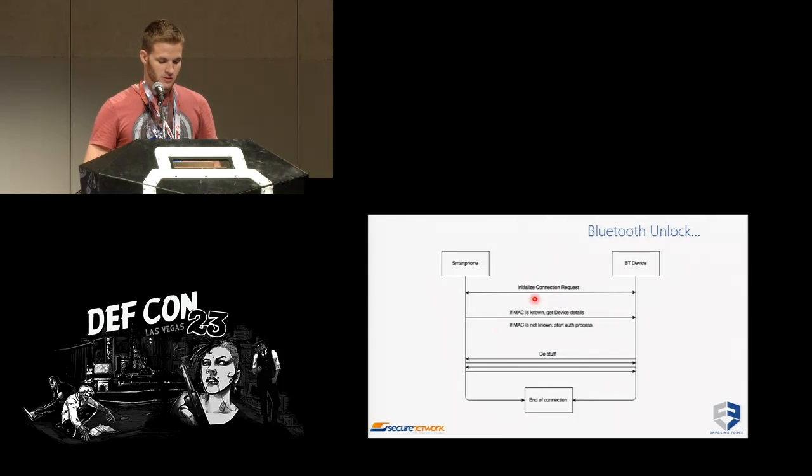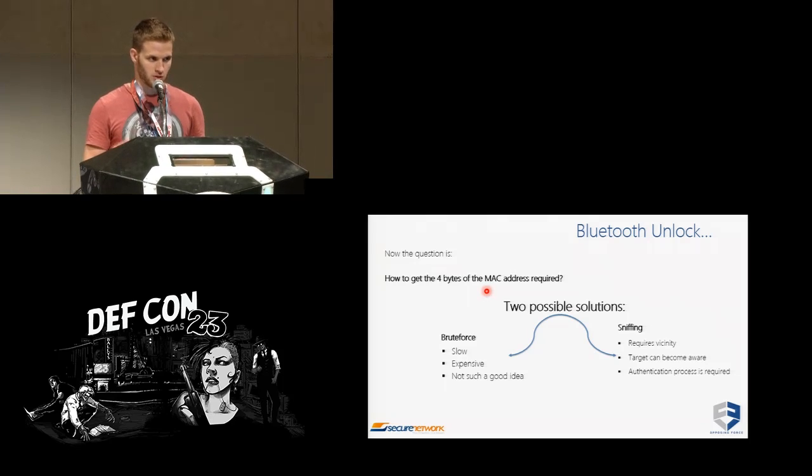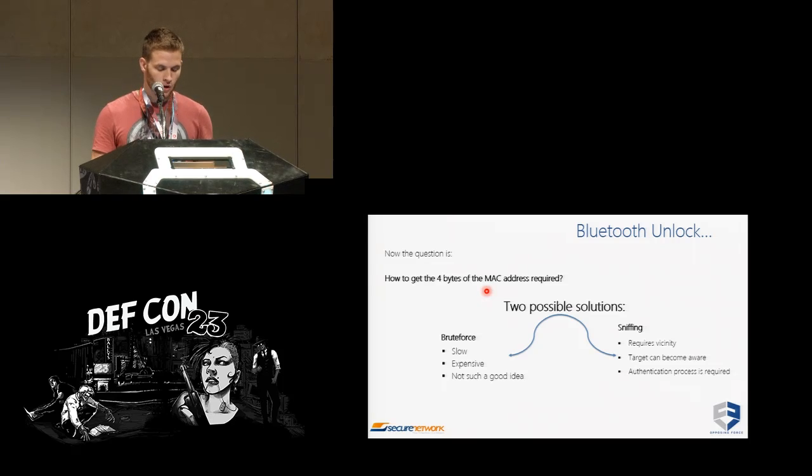So from this picture, you can see there is only one thing we need to know to create a connection to the Android device, which is the MAC address of the target device. And actually, we don't require the whole MAC address. In Bluetooth, you just need to know the least significant 4 bytes of the MAC address in order to establish a connection. And we have two possible solutions, the brute force solution and the sniffing solution. In brute force, the problems are that it's slow, it's expensive, and after all, it's not a good idea. The sniffing solution has some cons too: it requires vicinity of the victim, the target can become aware of you trying to do heavy things with your computer, and you need to sniff the authentication process in order to get the 4 bytes of the MAC address.